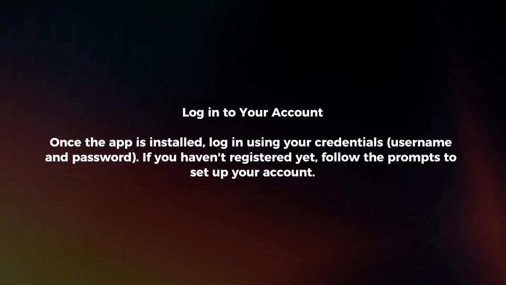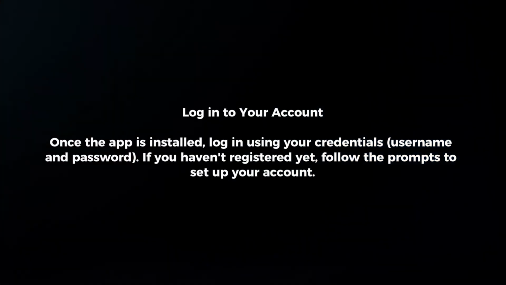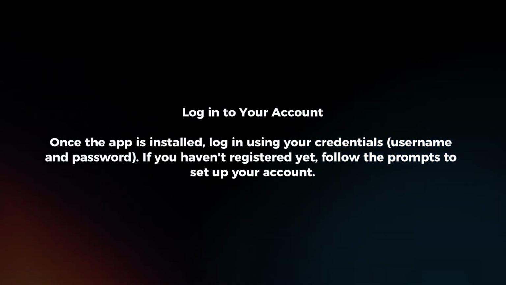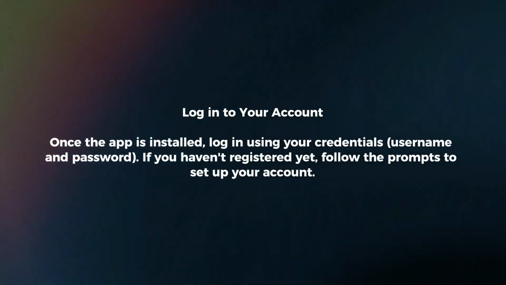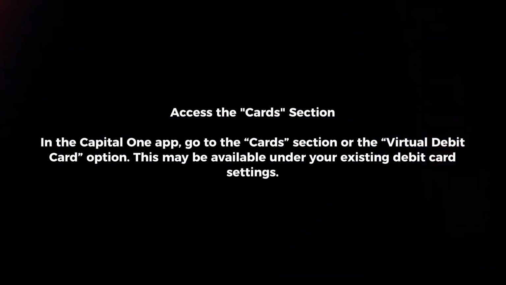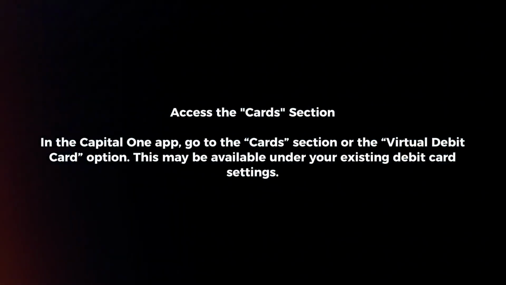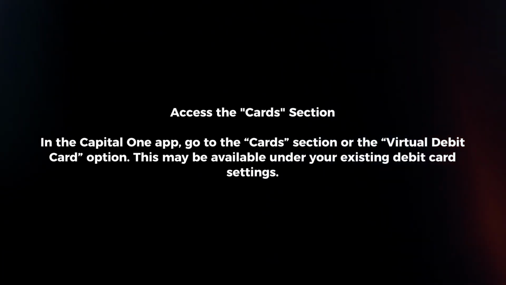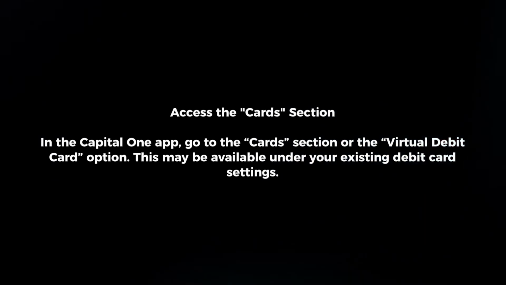Log into your account. Once the app is installed, log in using your credentials. If you haven't registered yet, follow the prompts to set up your account. Access the card section. In the Capital One app, go to the card section of the virtual debit card option. This may be available under your existing debit card settings.